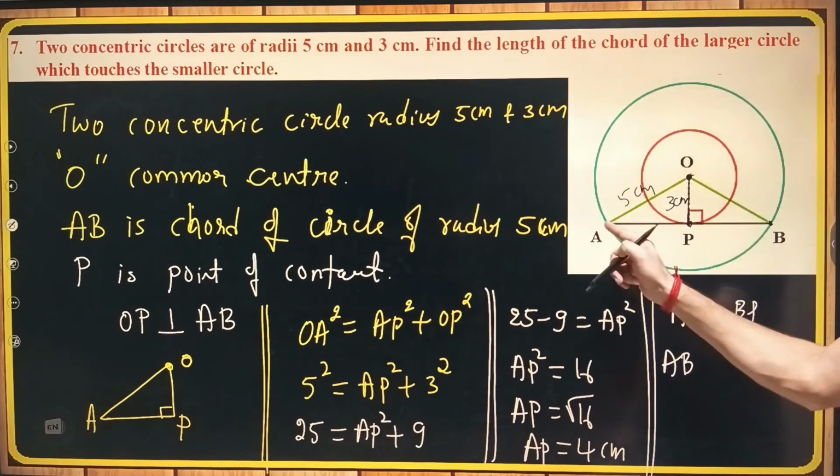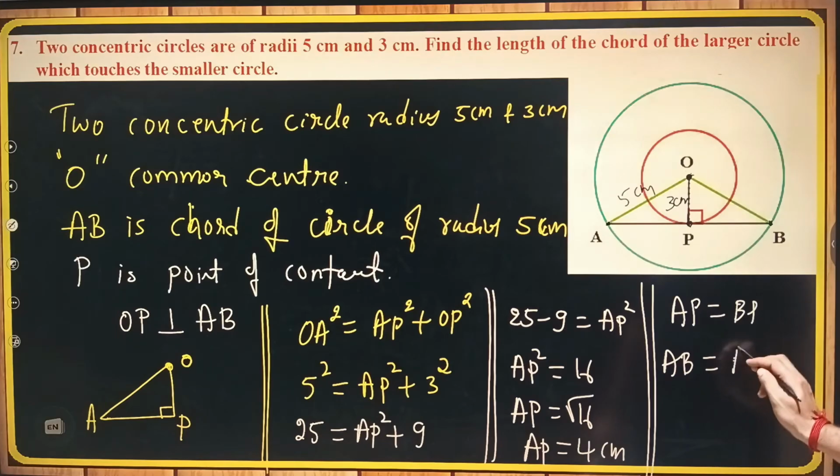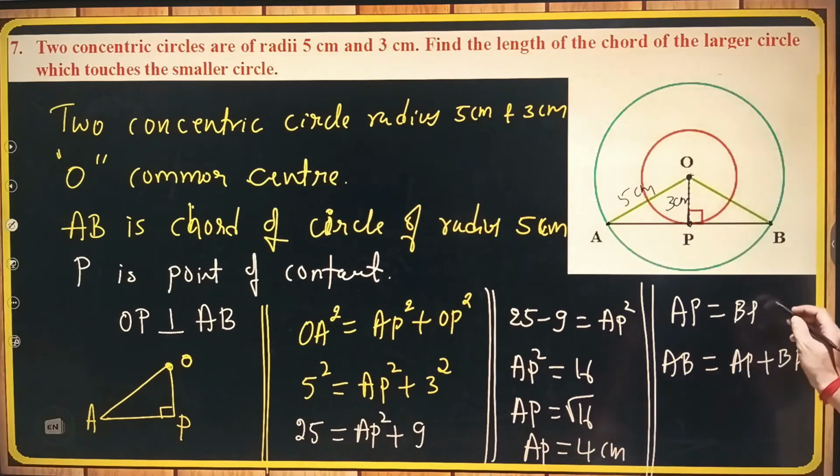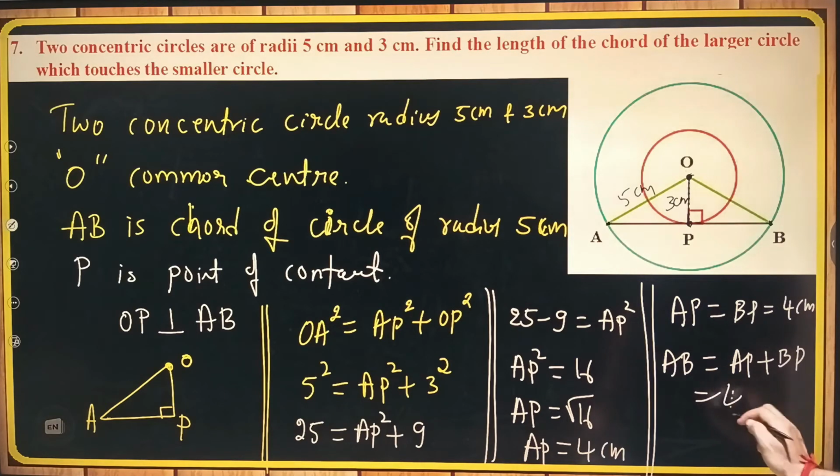What is AB? From A to B, it is AP plus BP. What is AP? This is also 4 centimeter, both of them. Therefore 4 plus 4, how much is 4 plus 4? AB is a chord of the circle, that is 8 centimeter. That's it. Here 8 is the right answer. The length of the chord is 8 centimeter. I have just added the two at the end, finally it is 8 centimeter.